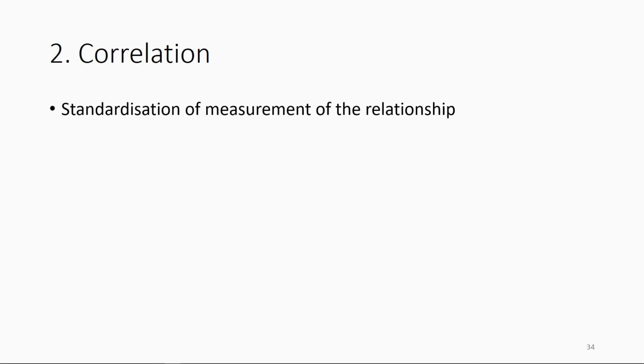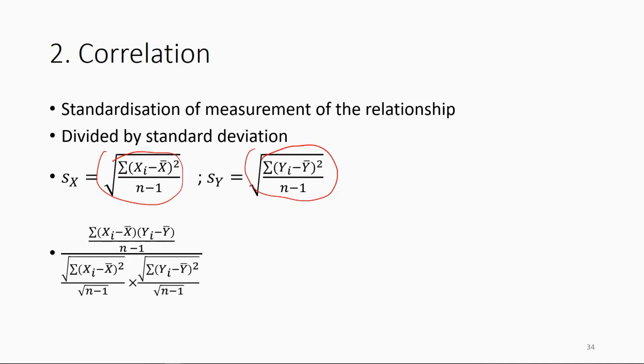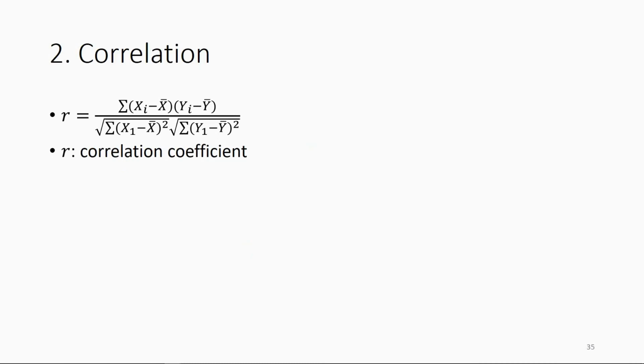One way to standardize the measurement of relationship is to divide by the standard deviation. So you can calculate the standard deviation for X, the standard deviation for Y, and then you divide your covariance, so this is your covariance, by the standard deviation for X, then by the standard deviation of Y. After you have calculated this, you can simplify the formula. Then after you calculate this, this is what we call the R value, the correlation coefficient.